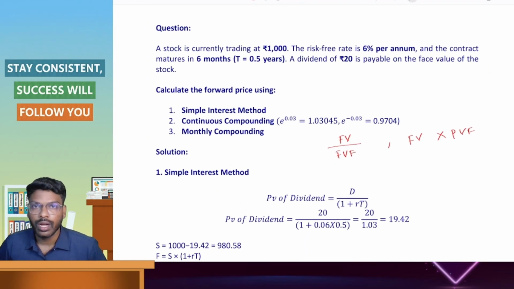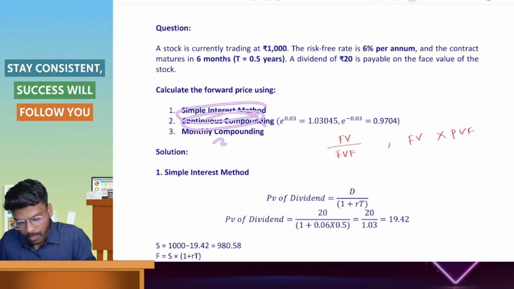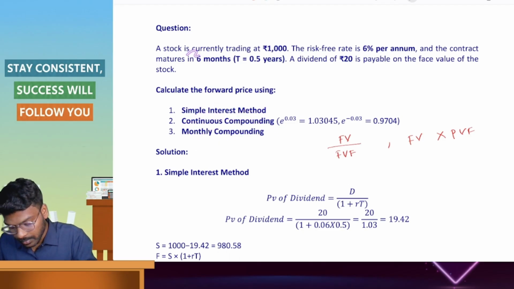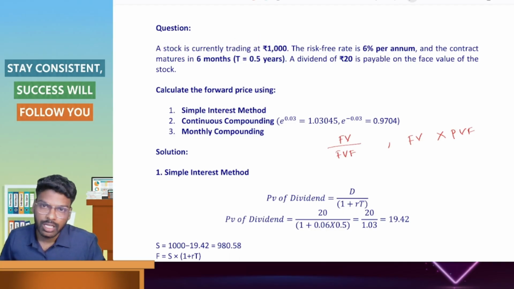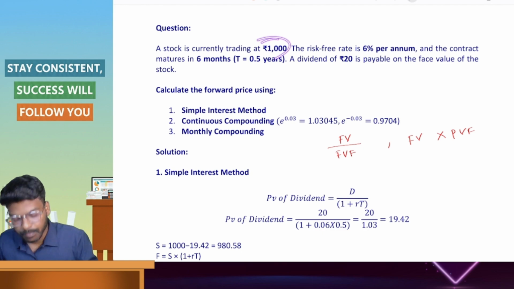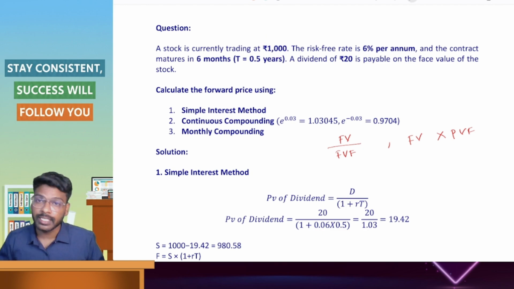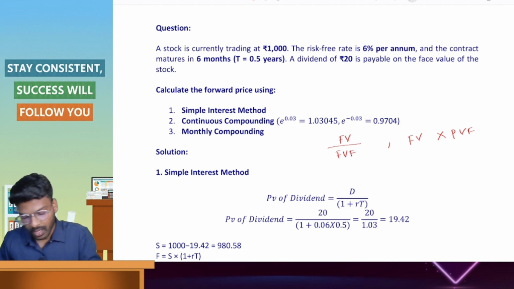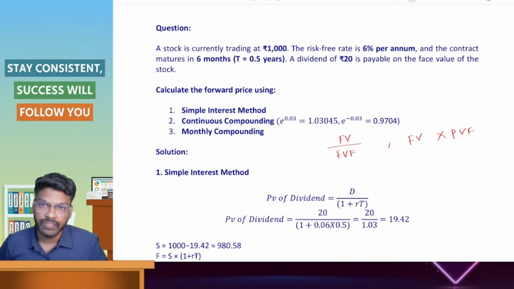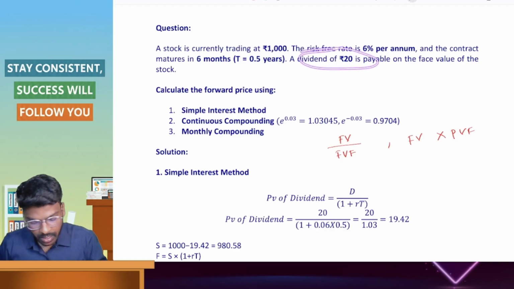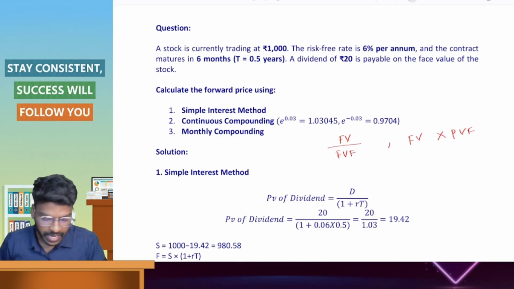We'll take an example to compute simple interest, continuous compounding, and monthly compounding. A stock is currently trading at 1000. That is the spot price. The spot price of the stock means shares. Okay, the share is 1000 rupees. The risk-free interest rate is 6% per annum, and the contract matures in 6 months. T is 0.5 per year. Okay, 0.5 year. A dividend of 20 is payable on the face value of the stock.